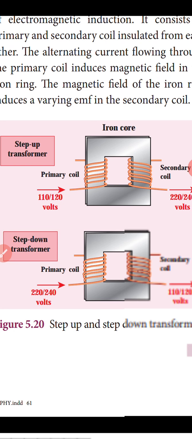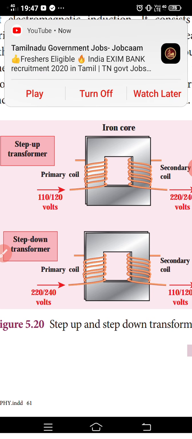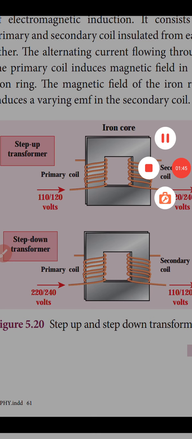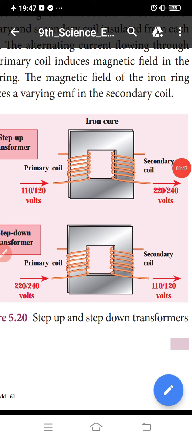Okay, in the second one, see the step down transformer. The transformer used to change a high alternating voltage to a low alternating voltage is called a step down transformer. In a step down transformer, the number of turns in the secondary coil is less than the number of turns in the primary coil.